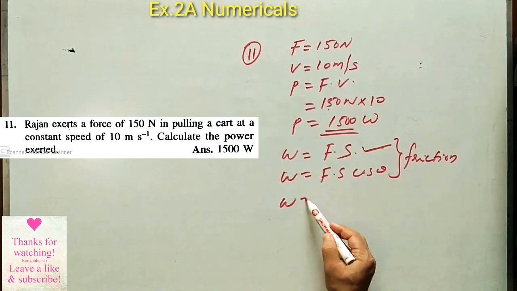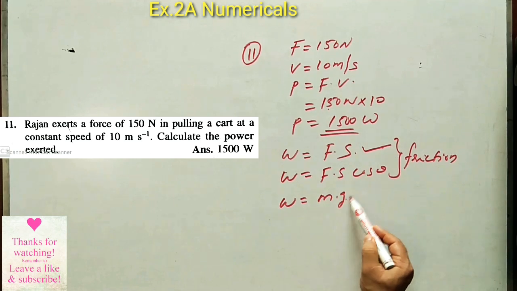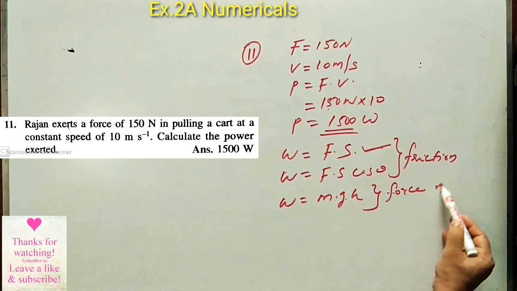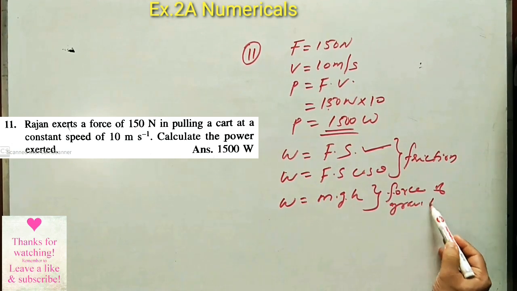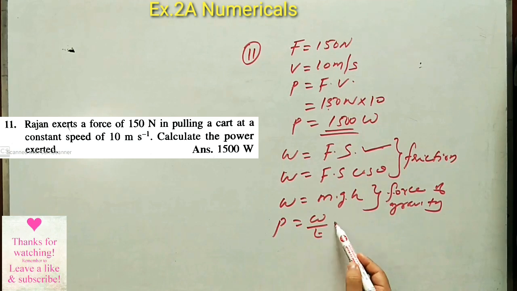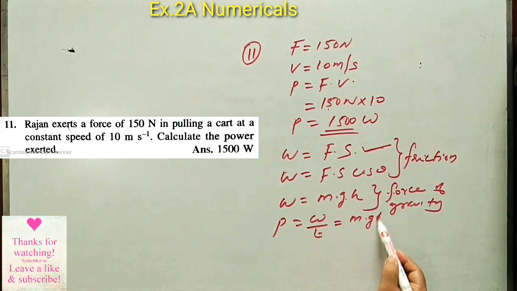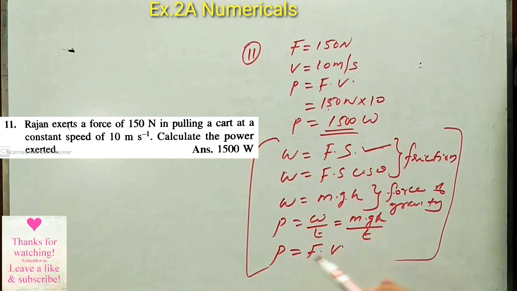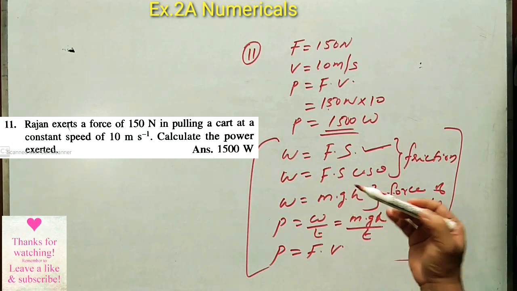Then again we have work done against the force of gravity as mgh. Power is equal to W by T, rate of doing work, that is equal to mgh upon time. Power is equal to again product of force into velocity. So these are the important formulas to be remembered while solving numericals of work, power, energy. Is it clear? Steps are clear to you?